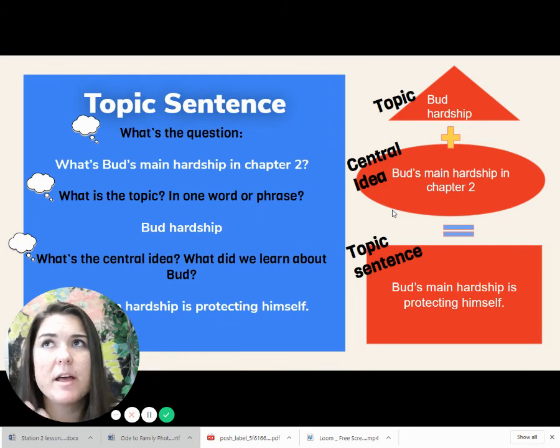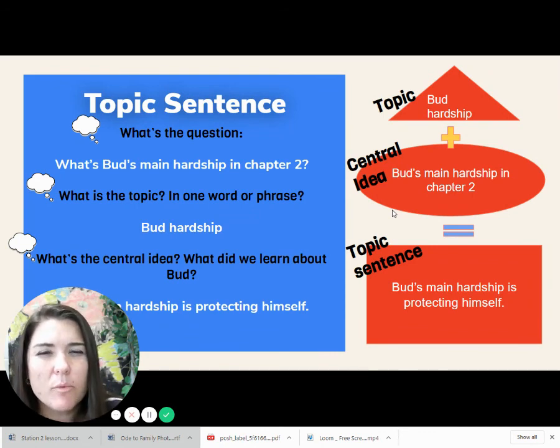So I'm going to think to myself, I know this is about Bud. I know this is about hardship. That's the question. The topic is Bud and hardship. What about it though? That's the central idea for my topic sentence to answer it. What did I learn? What was the hardest thing for him about his hardships? The hard thing for him was to protect himself.